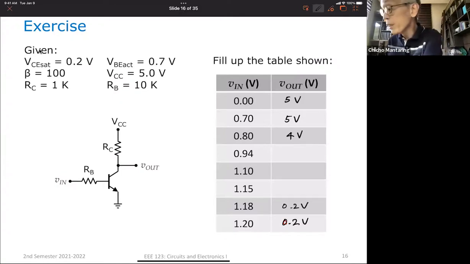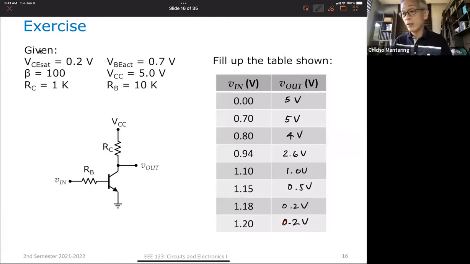So I'm going to stop here. Like I said, try to fill this up on your own. I'll just insert here the answers. So this is 2.6 volts. This is 1.0 volts, and this is 0.5 volts. And just try to solve this on your own. And we'll stop first there. In the next meeting, I'm going to describe in more detail how a transistor can act as an amplifier.